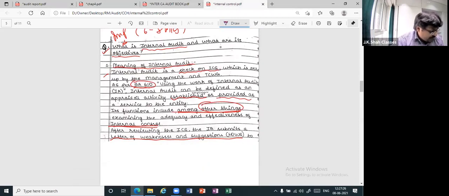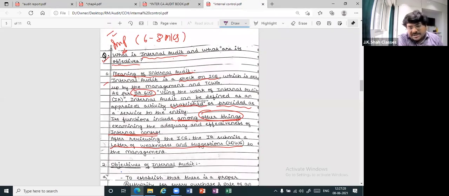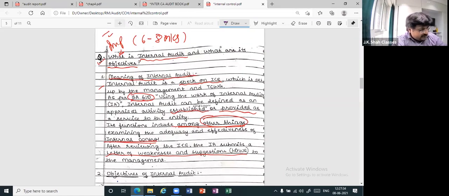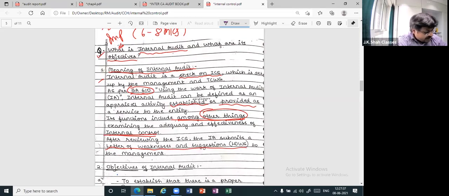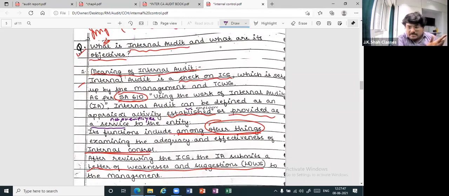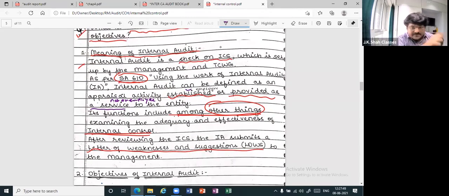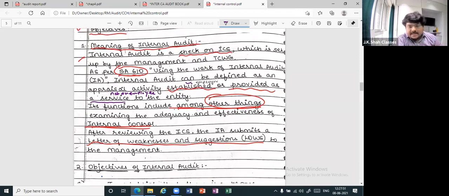Here is the answer. See, internal audit, what are its objectives? Firstly, the meaning, if you can see SA 610. I hope you realize it is an appraisal activity which is established or provided as a service. When it is provided as a service, you are not an employee. And when it is established, it means you are an employee. So you may or may not be the employee. That is the meaning. Thereafter, its functions include, among other things, checking internal control.